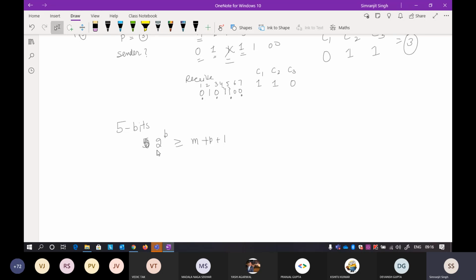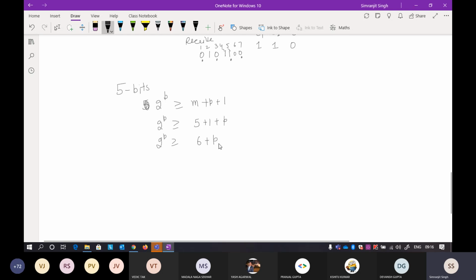Okay, so your message is 5 bits. So 2 raised to power p must be greater than or equal to m plus p plus 1, that is 6 plus p. Okay, so now what should be the value of p? If I put the value of p as 3, it will be 2 raised to power 3, that is 8, greater than 6 plus 3, that is 9. So that is not correct.